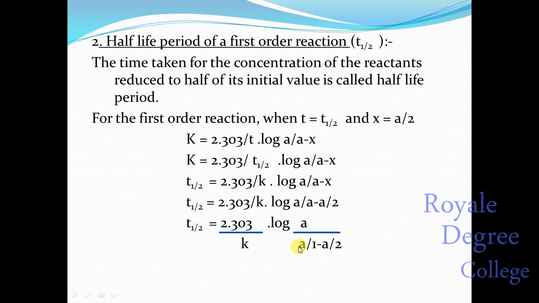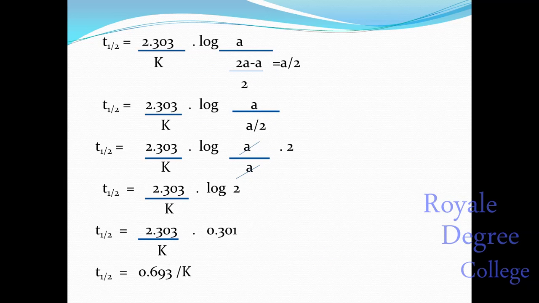See here, 2 into a, what will you get? 2a, isn't it? 1 into this a, you will get a. So like this we write in the next step. Look at this part: 2a − a is equal to what? a. So 2a − a is a, divided by 2, so we write a/2. The rest is as it is. In the next step, t half = 2.303 / K × log of a divided by a/2, so this a/2 becomes reciprocal.